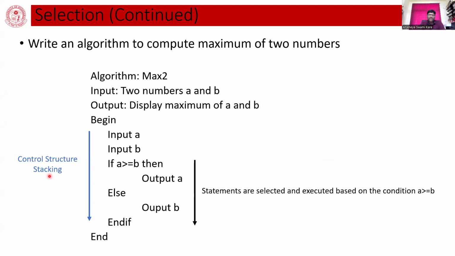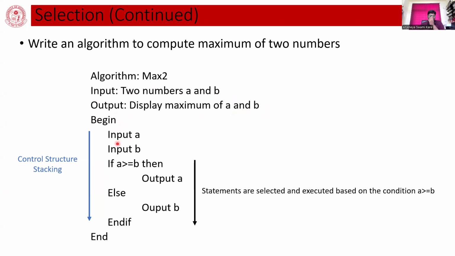The problem is to write an algorithm to compute the maximum of two numbers. Suppose the program should read two numbers from the user and display the maximum of the two numbers. If the user enters 10 and 20, the maximum is 20. If the user enters 40 and 20, the maximum is 40. So the name of the algorithm is max2. Input is two numbers A and B. Output is the maximum of A and B.